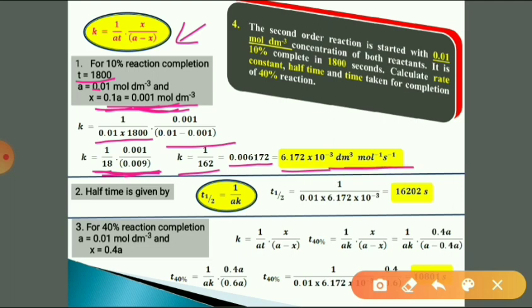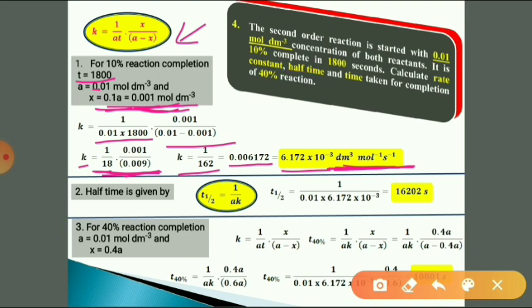So this is the unit of a second order reaction rate constant. We have obtained the rate constant, that is 6.172 into 10 to the power minus 3 dm cube per mole per second. This is part 1 of this numerical problem. Now the second part is to calculate the half time.